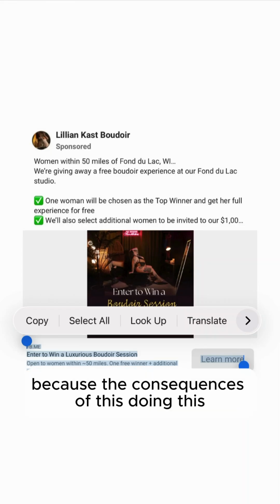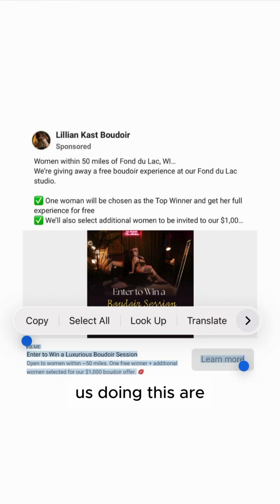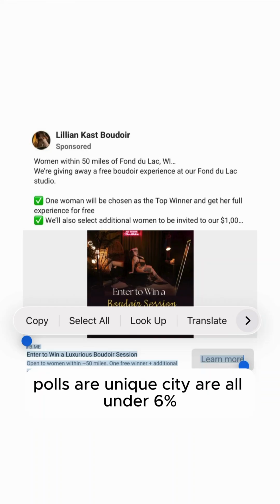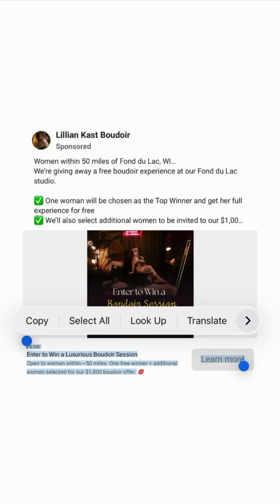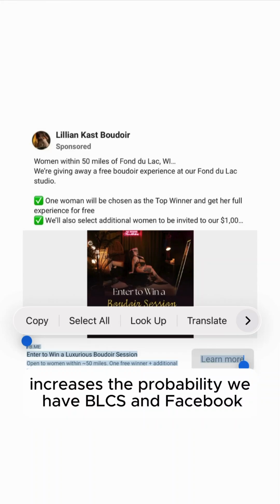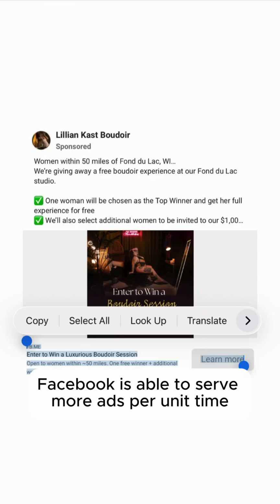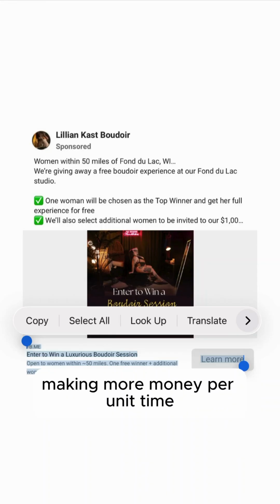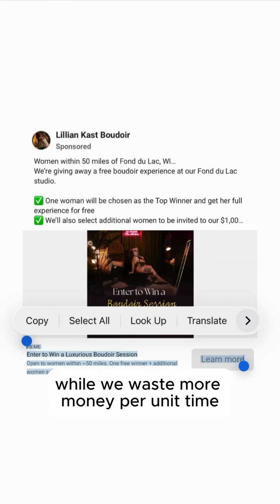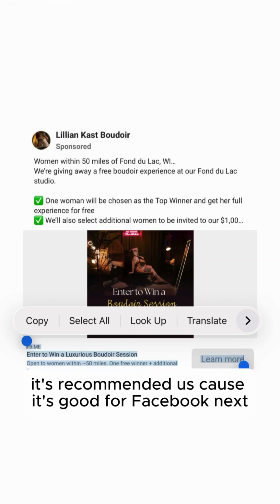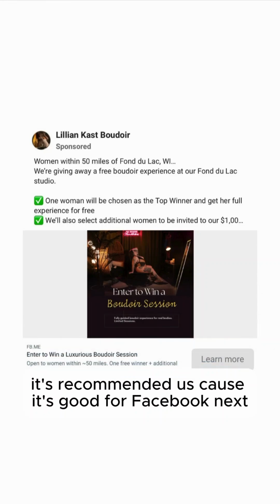Because the consequences of us doing this are we get way more women scrolling by our Boudoir Facebook ad, pulls our unique CTR all under 6%, increases the probability we have BLCS, and Facebook, since more women scrolling by our Facebook ads per unit time, Facebook's able to serve more ads per unit time, making more money per unit time while we waste more money per unit time. We never, ever want to follow anything Facebook recommends for us. It's recommended to us because it's good for Facebook.